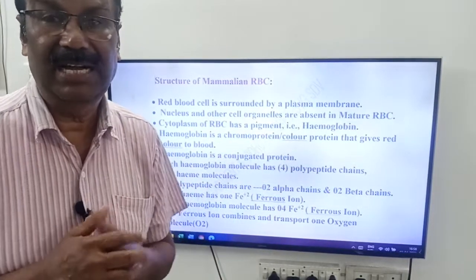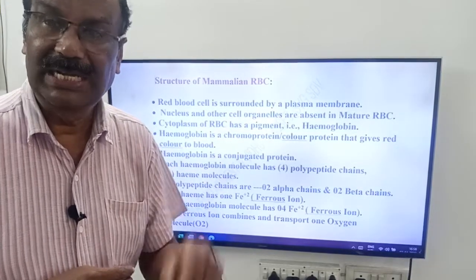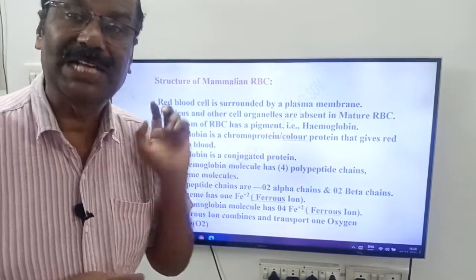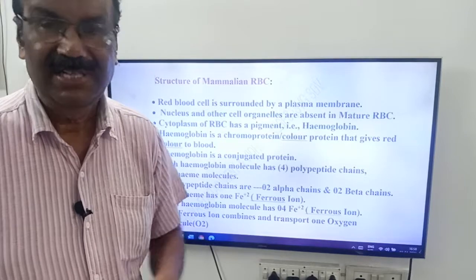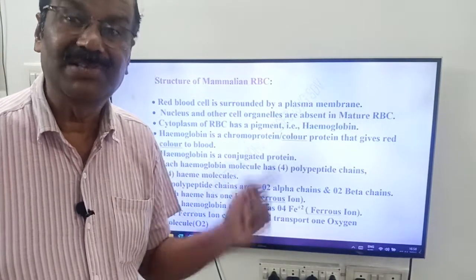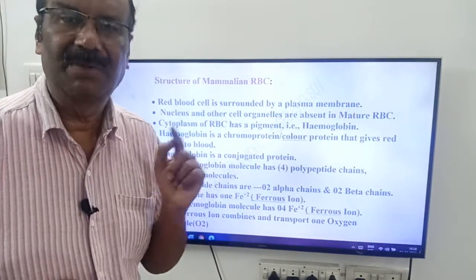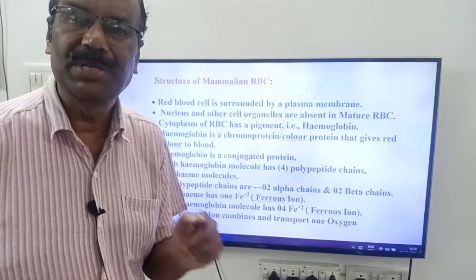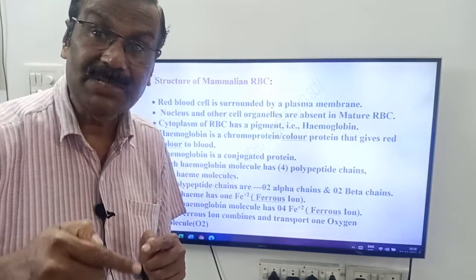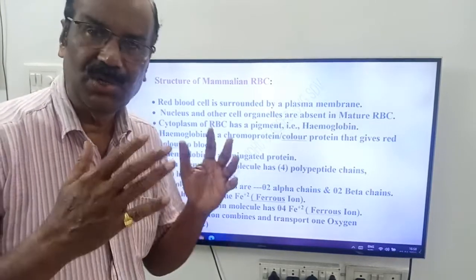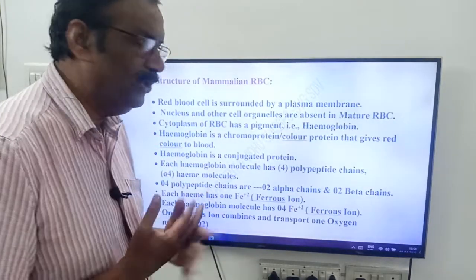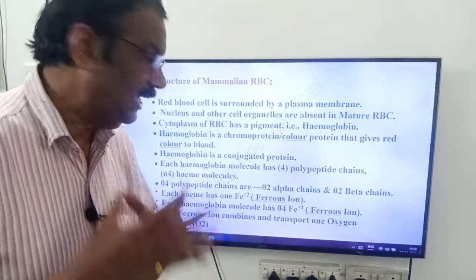Generally you see earthworm, friends. In earthworm or in invertebrates, hemoglobin is dissolved in the plasma. But in vertebrates, hemoglobin is dissolved in the red blood cells. So the mammalian RBC has hemoglobin that is dissolved in the plasma of the red blood cells. It is a chromoprotein or color protein which gives red color to the blood.